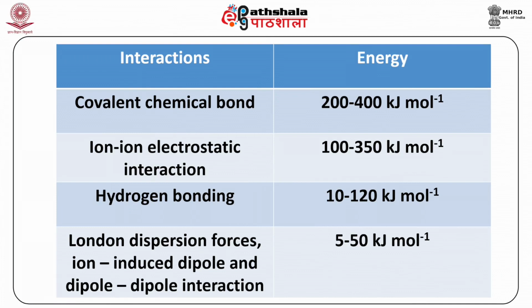The energy of these non-covalent interactions is much smaller than 200 to 400 kilojoules per mole, which is typical for covalent chemical bonds. In addition to relatively strong ion-ion electrostatic interactions, which are between 100 to 350 kilojoules per mole, and hydrogen bonding having an energy of 10 to 120 kilojoules per mole, they include much smaller London dispersion forces, or we can say ion-induced dipole and dipole-dipole interactions, and these much weaker forces lie in the range of 5 to 50 kilojoules per mole.